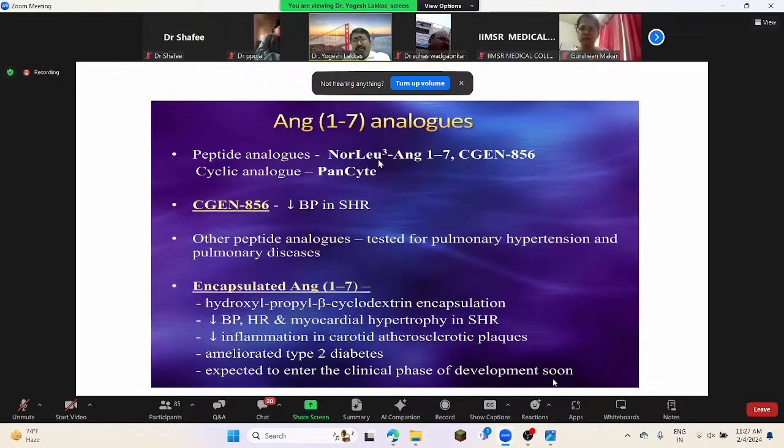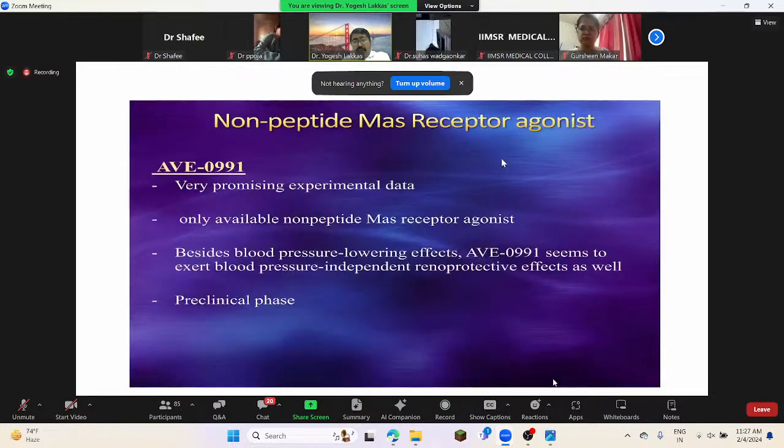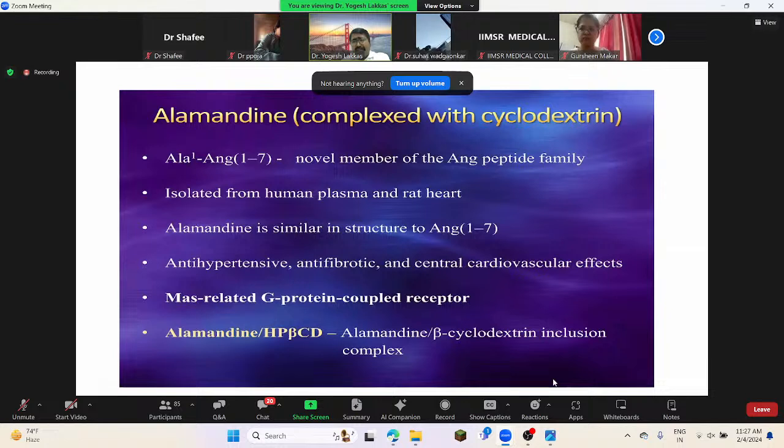Then these analogs, CGEN-856, will be angiotensin 1-7 analogs at various levels in the trials. A few are in preclinical trials, and others are in phase 1, phase 2, phase 3. These molecules are at various stages. This is again AV0991. You just remember the mechanisms at what level we will be acting in the development of newer therapeutics for hypertension. This is at the MAS receptor agonist level. The alamandine complex is the last molecule that acts in the vasodilatory mechanism in the alternate RAS pathway.